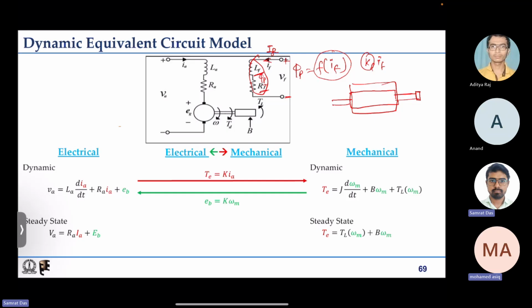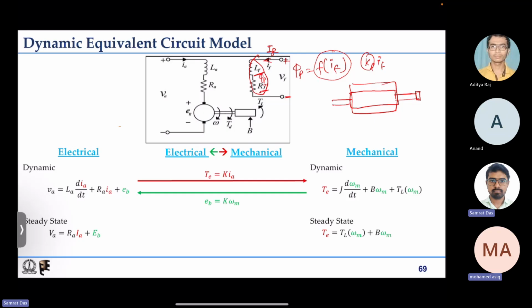If the model of the motor is available, meaning the parameters of the motor are available, then we don't need to go for the tuning. We can directly design the controller, right?